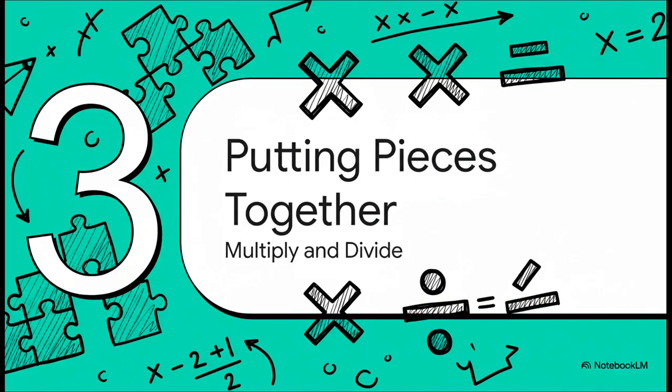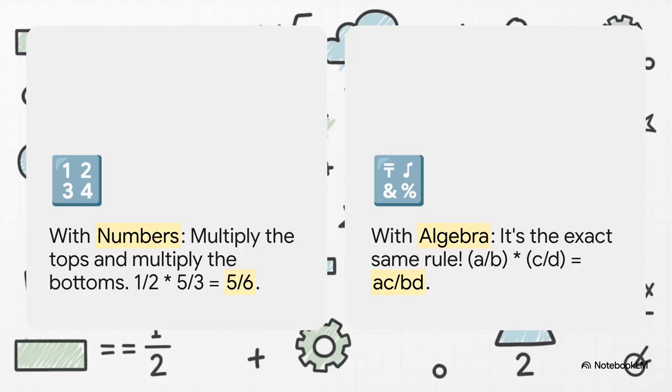Now that you're a pro at simplifying, we can build on that. It's time to see how we can put the pieces together by multiplying and dividing these expressions. The good news is, multiplying these things is maybe the easiest part. It's exactly what you'd expect. You just multiply the tops together and multiply the bottoms together. That's it. Top times top, bottom times bottom.